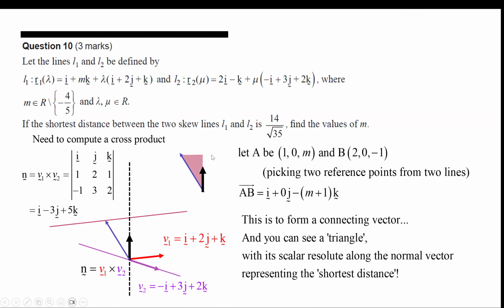In this right angle triangle, you will have the adjacent along the normal direction. And we can find the scalar resolute along the normal vector direction, and it represents the shortest distance. But I put the quotation mark here because a scalar resolute may well be negative rather than purely positive, okay?